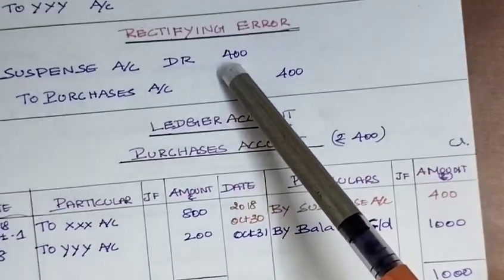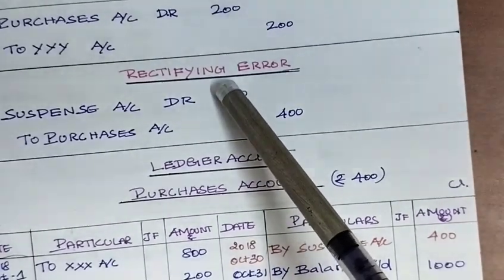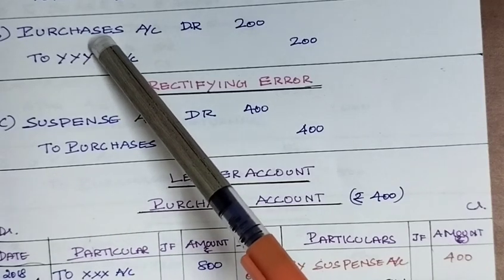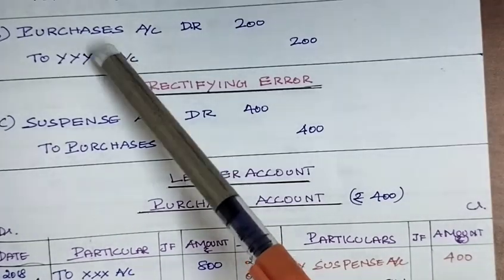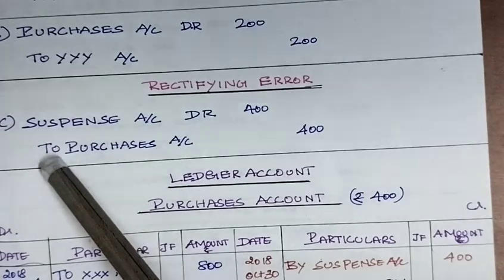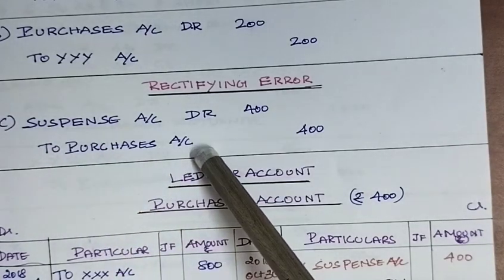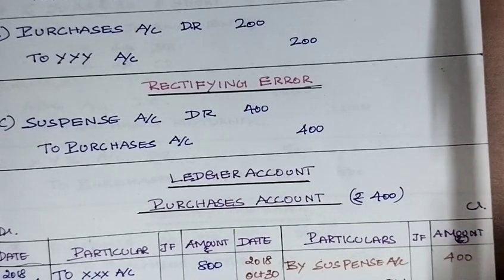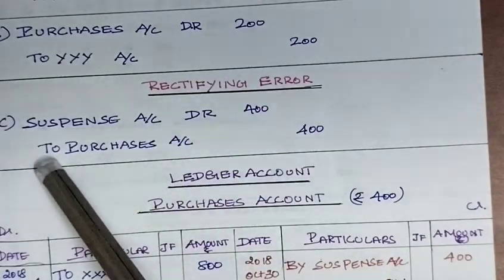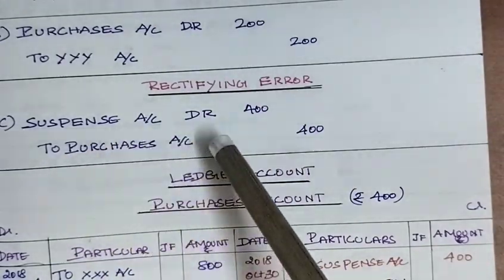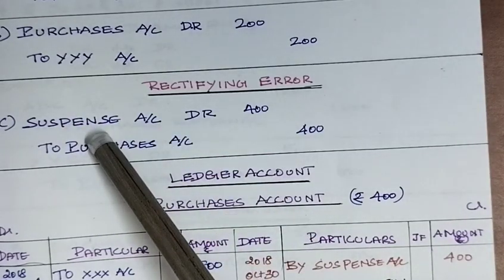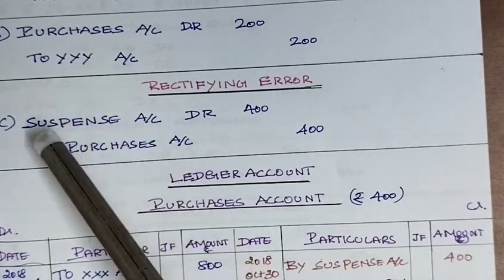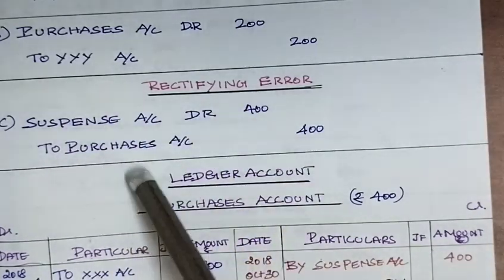Where does the purchases account show? Purchases account shows on the debit side. To rectify the error, you follow the opposite journal entry. So you should write purchases account on the credit side. 400 rupees increased, over cost means increased. To rectify this error, you have to write purchases account on the credit side. What is the opposite account from the purchases account? You create the suspense account to rectify this error. So suspense account debtor 400 to purchases account.